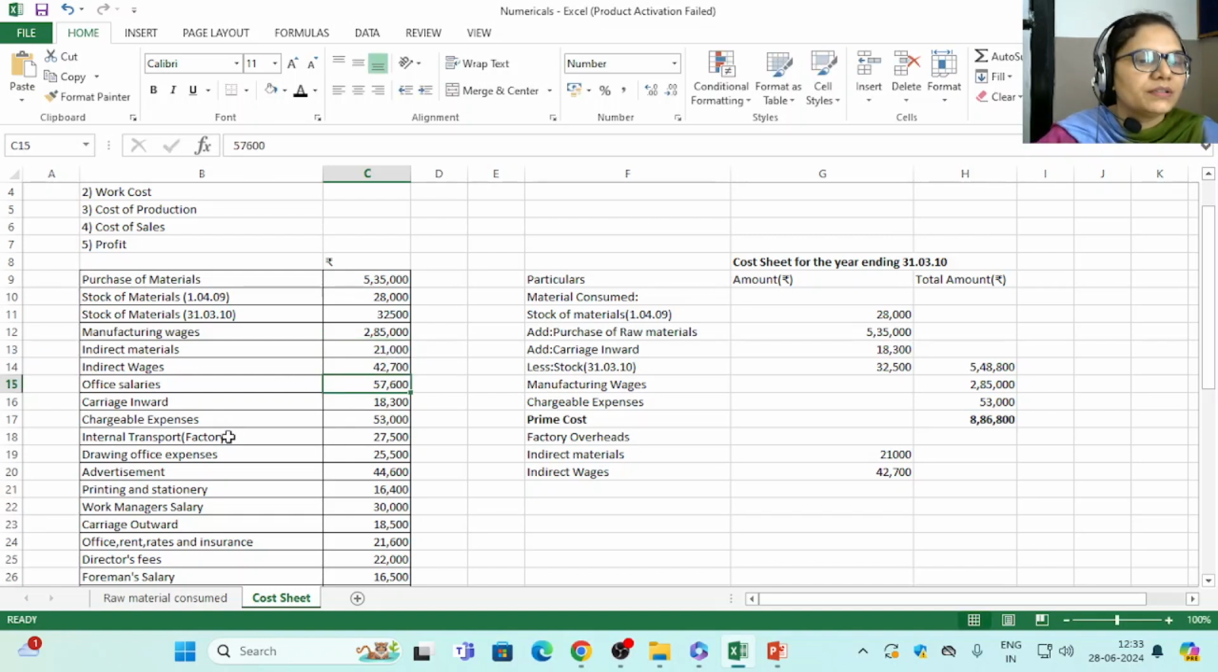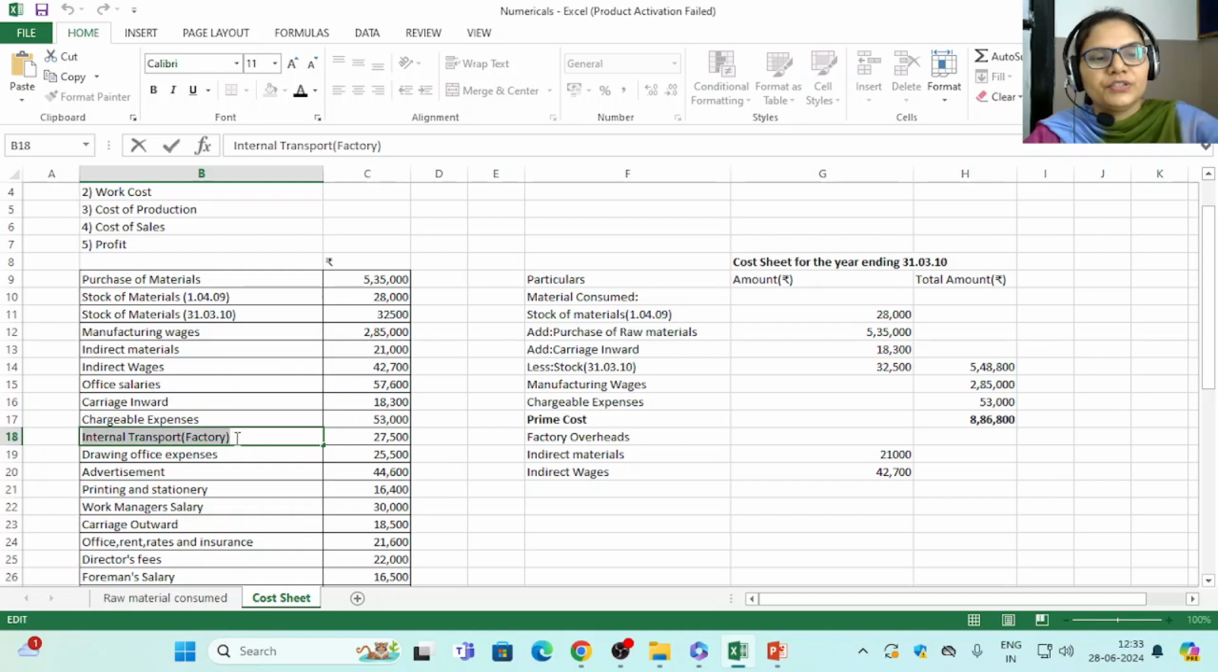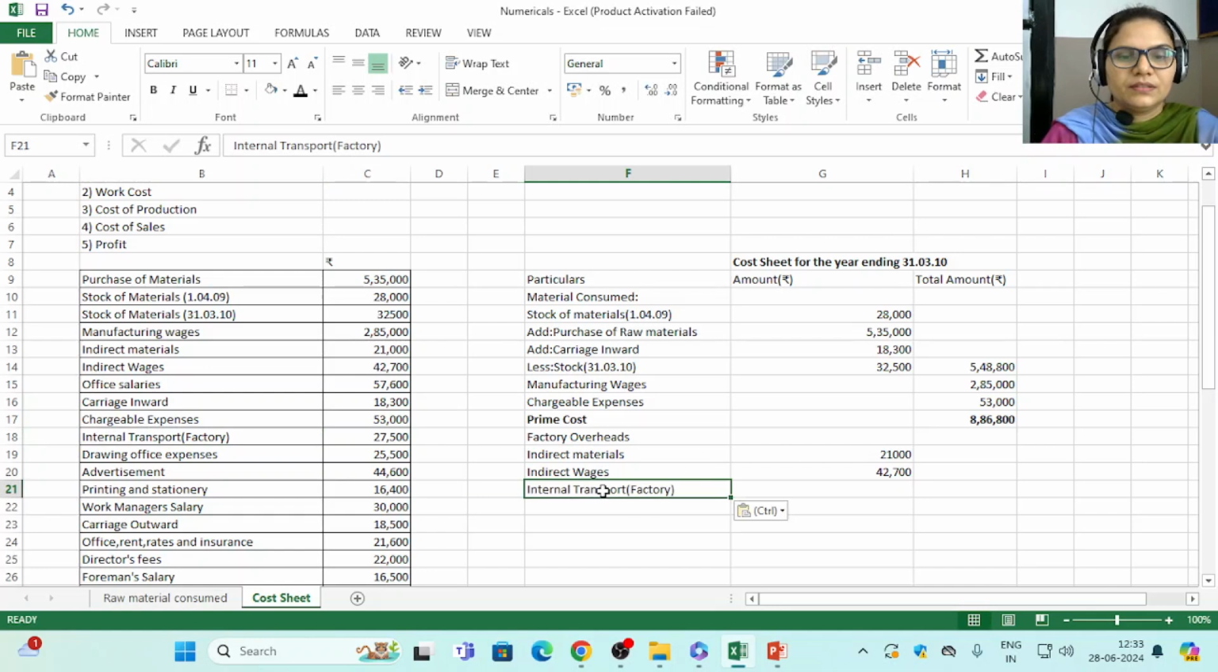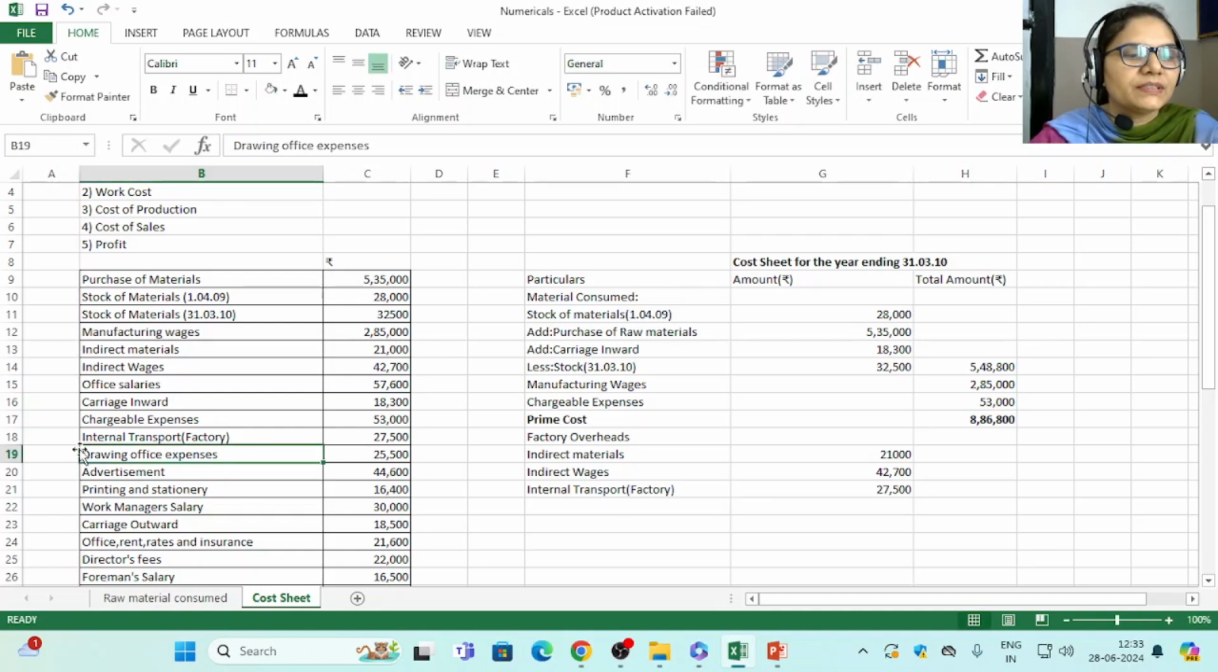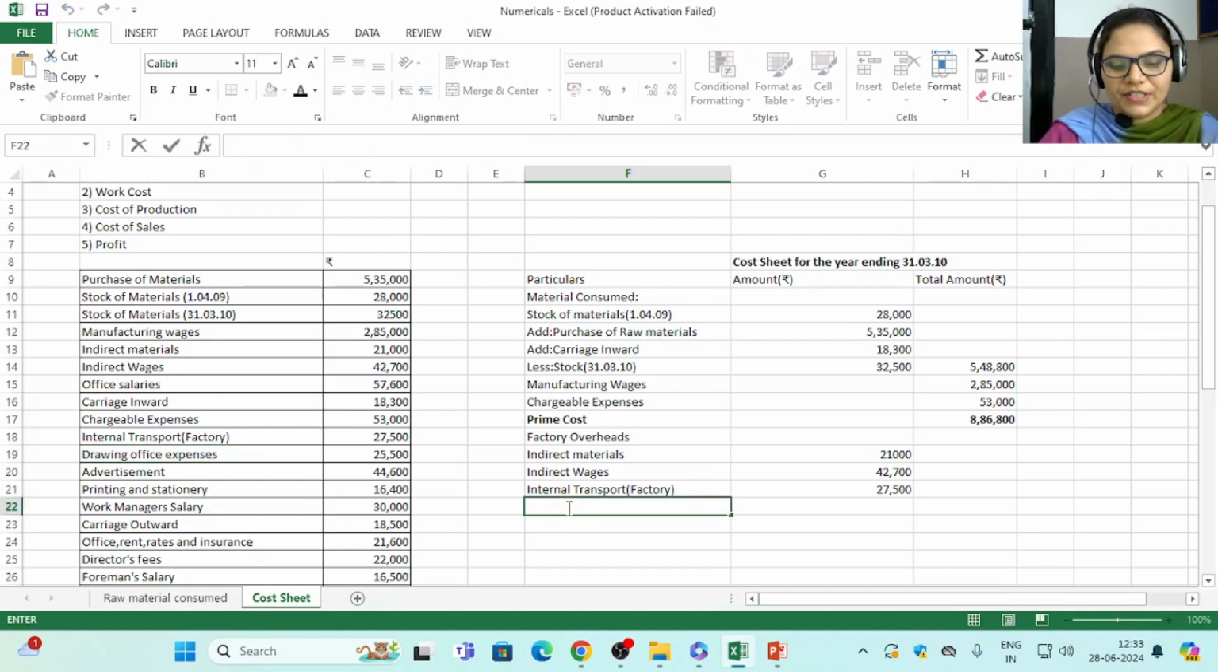Next is your internal transport. It is specifically mentioned that it is related to the factory, so we will show this internal transport under factory overheads, and it is of value 27,500. Then factory drawing office expenses are basically expenses related to the factory, because they are paid to the factory engineer, and we will show them in the factory cost.